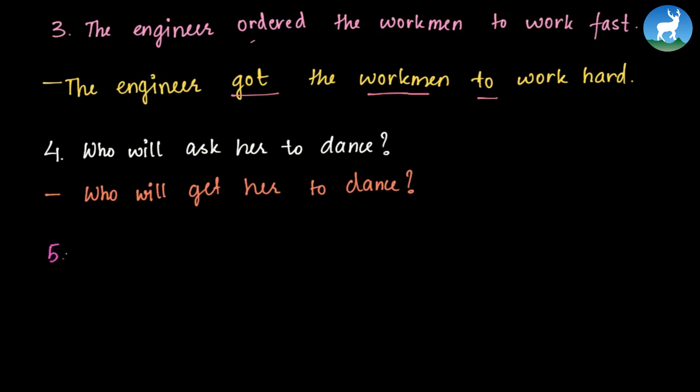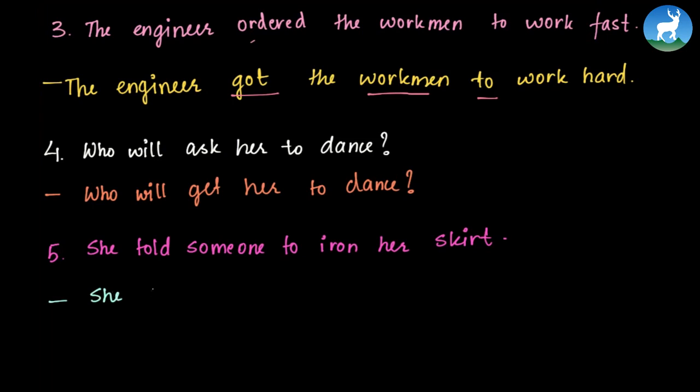And the final question is, she told someone to iron her skirt. We can rewrite it as she got her skirt ironed. Now here the agent is not defined. She got her skirt. She is the subject. Get, the causative verb. Her skirt is the object. And then we use the past participle form, that's ironed. If the agent was defined, we would have written to iron. But because the agent is undefined and unknown, we are using the past participle form. And hence the sentence becomes, she got her skirt ironed.